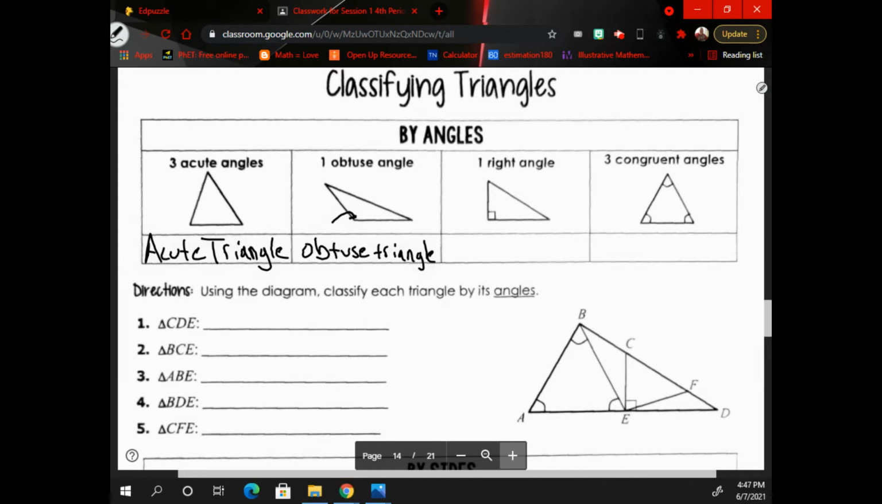Next, if there's a right angle, you guessed it, that's going to be a right triangle. And last but not least, if I have three congruent angles, we don't call that a congruent triangle. No. We call it equiangular. Now, in a moment, we'll say more about that. But that's an equiangular triangle. Okay. Moving on down.